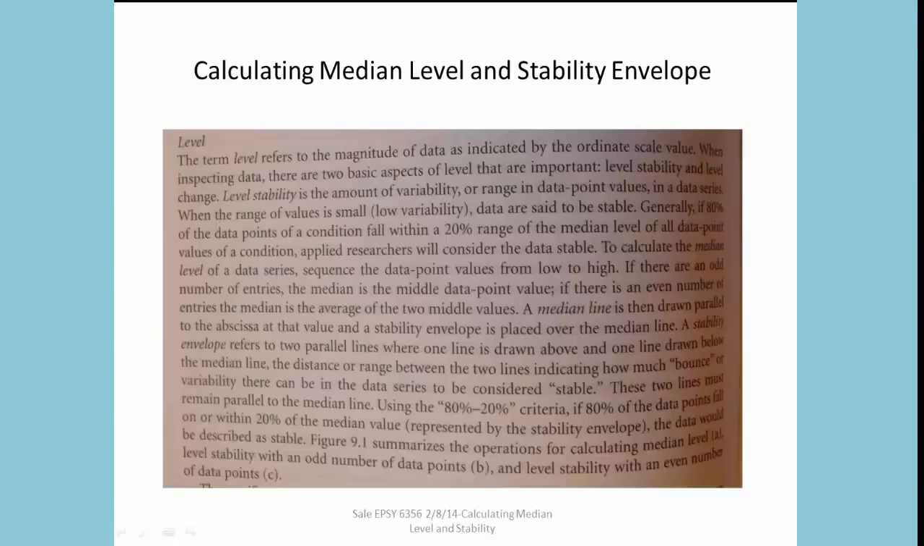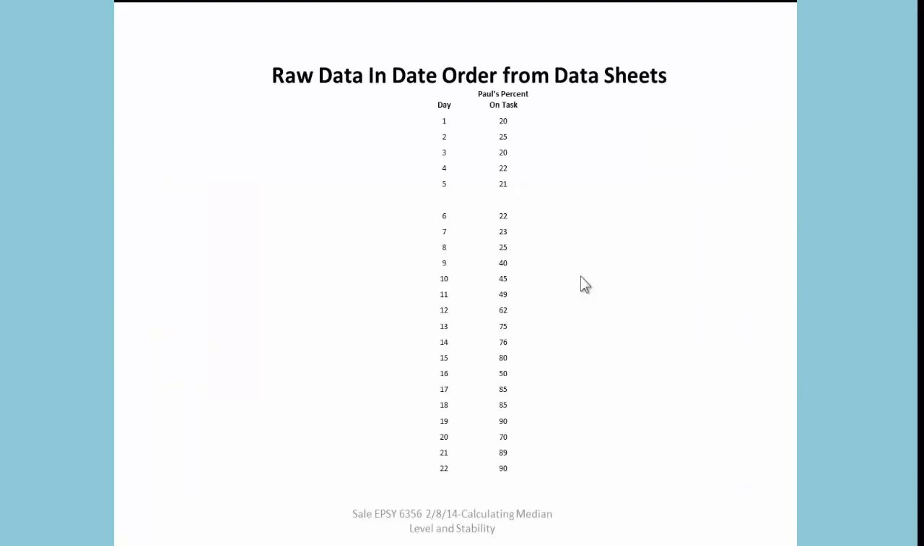I'll be drawing directly from the book by Gass, the Chapter 9 text in front of you right now. It explains level and level stability. We're going to use raw data that I have created, simulating 5 days of baseline and about 17 days of intervention data. It's my on-task behavior. You can see the data points right here that we'll be using. For now, we're going to ignore the intervention data.